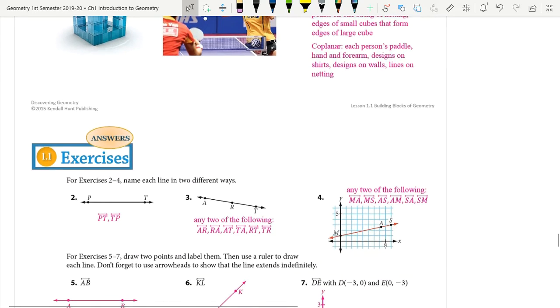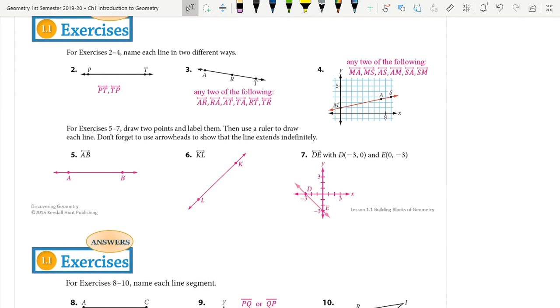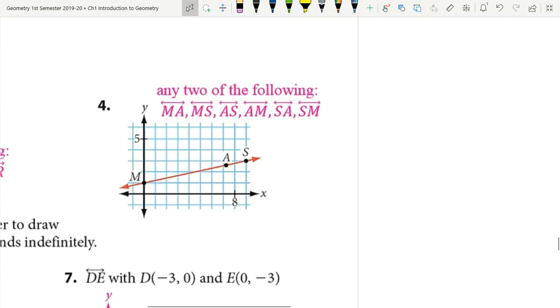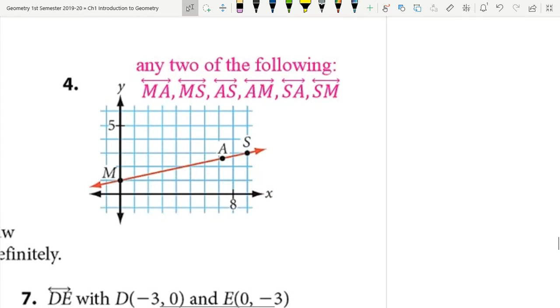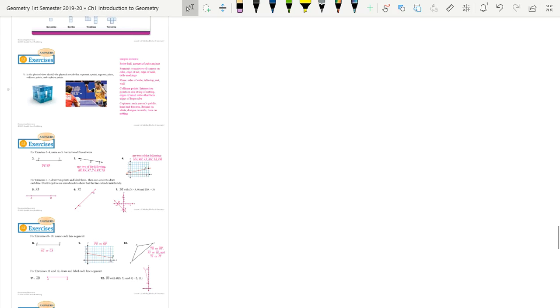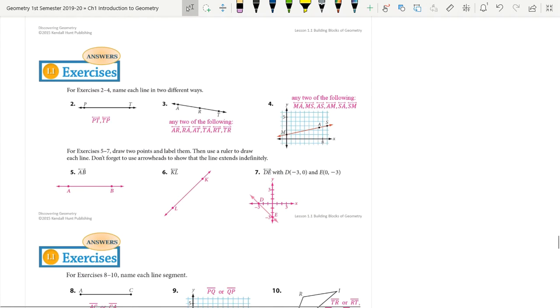And next would be 2. Name the line in 2 different ways. So you can either be line PT or line TP. And then with number 4, you can actually do any 2 of the following options, whether it's MA or AS or SM or MS. They're all valid ways of saying the line. And then we have number 5.